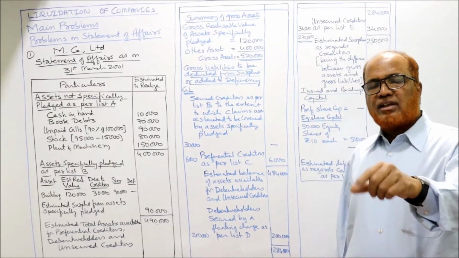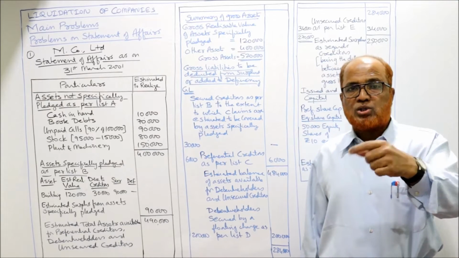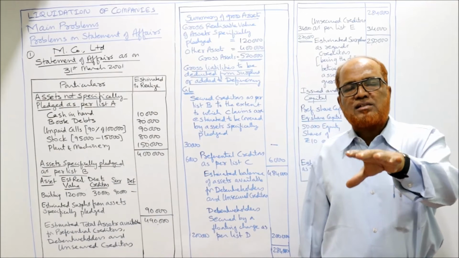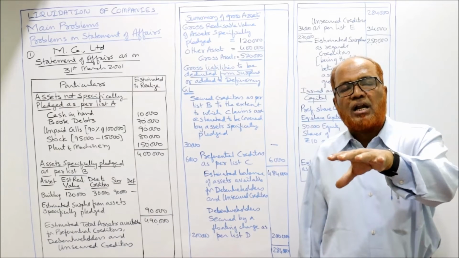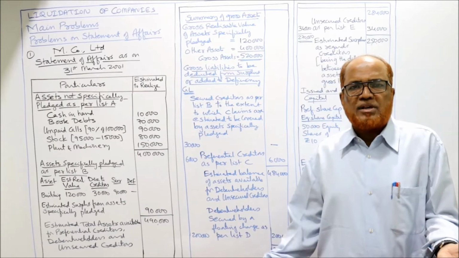And one more thing is given in the last line of the problem, that miscellaneous outstanding expenditure also 2,000 included in unsecured creditor. Doesn't matter. All miscellaneous outstanding expenses will come under unsecured creditor only. They are unsecured, need not be set.